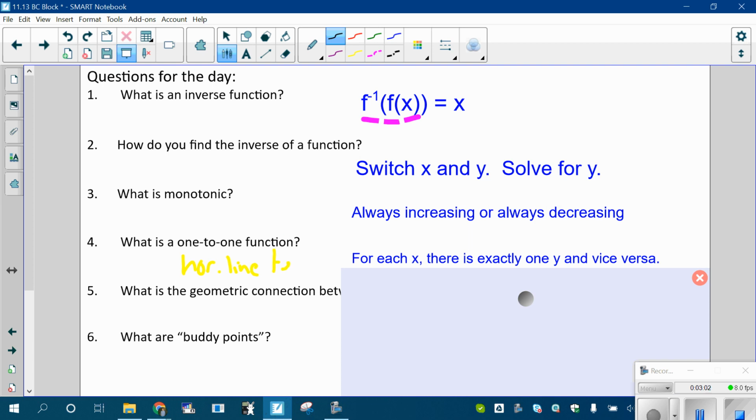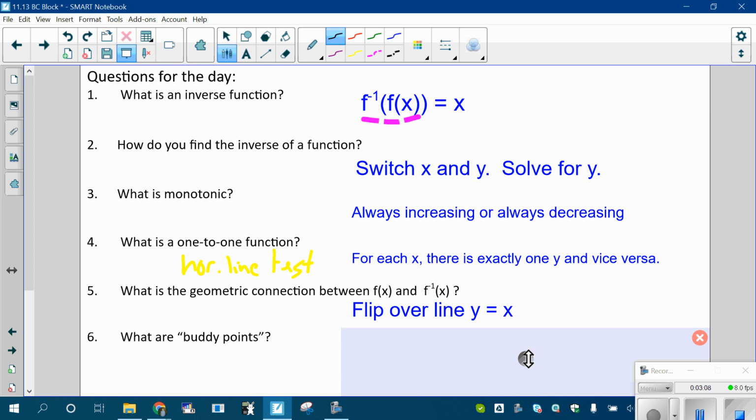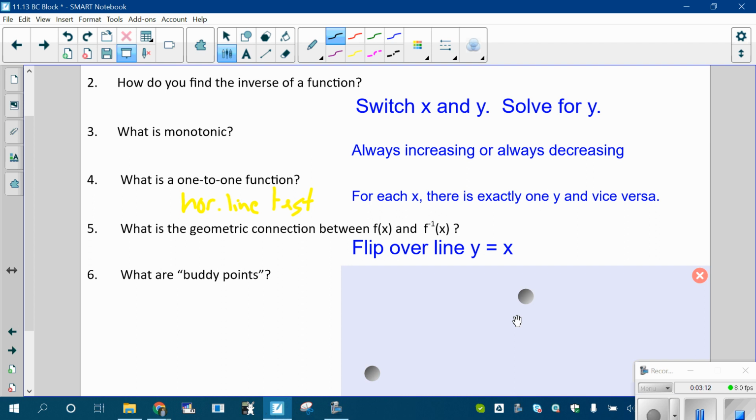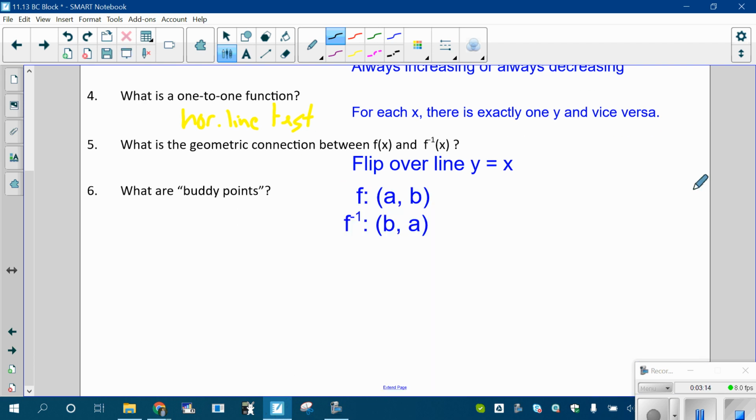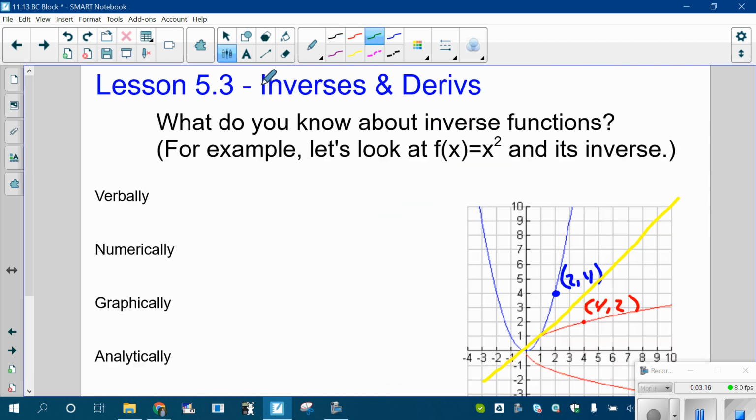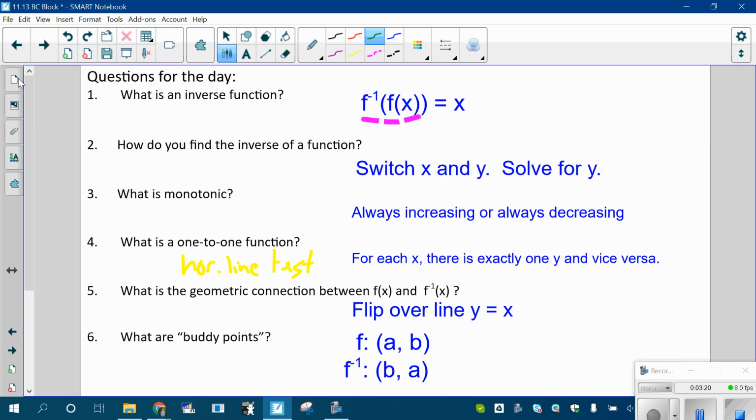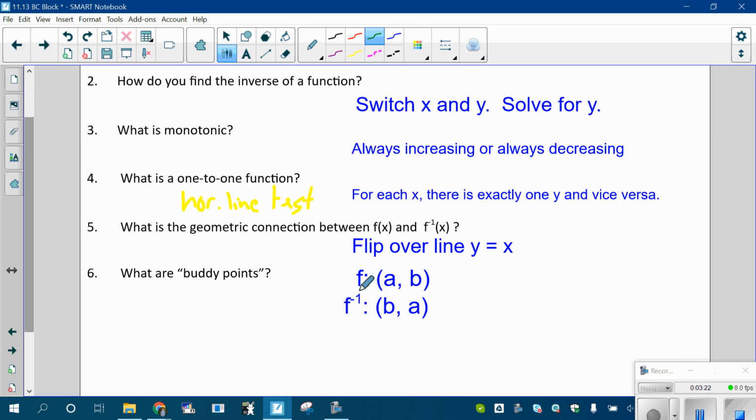Okay. So all functions pass the vertical line test. 1 to 1 functions also pass the horizontal line test. Functions and their inverses are symmetric over the line y equals x. And then buddy points. Okay. So that's this idea. This is what I want you to focus on. The idea of a buddy point is if you know a point on a function, then if you flip the coordinates, you get a point on the inverse.